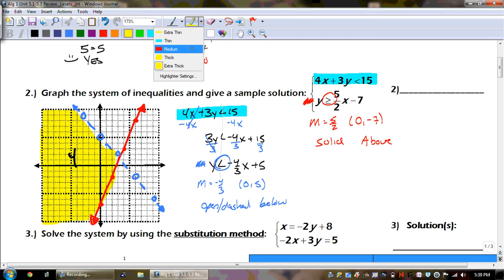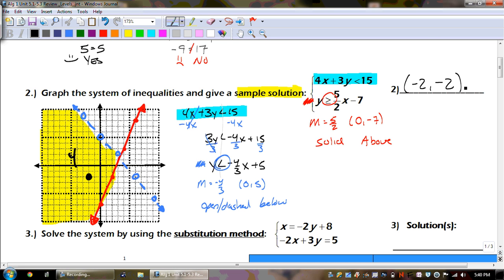That's not the only thing we had to do, because it also asked us to give a sample solution. Remember that a sample solution is anything that's colored in, anything shaded. So I'm just going to go with the point, I like that point right there. So our sample solution for me is (-2, -2). And remember, you can choose anything that's shaded in.